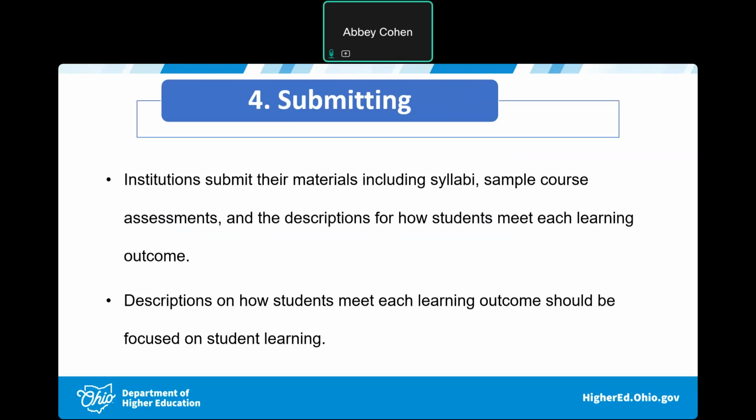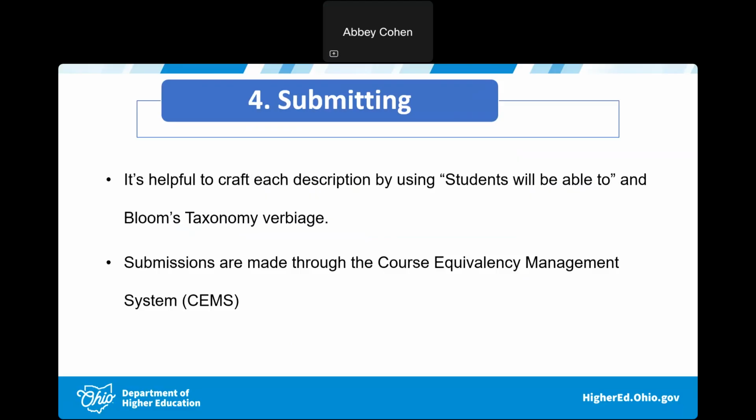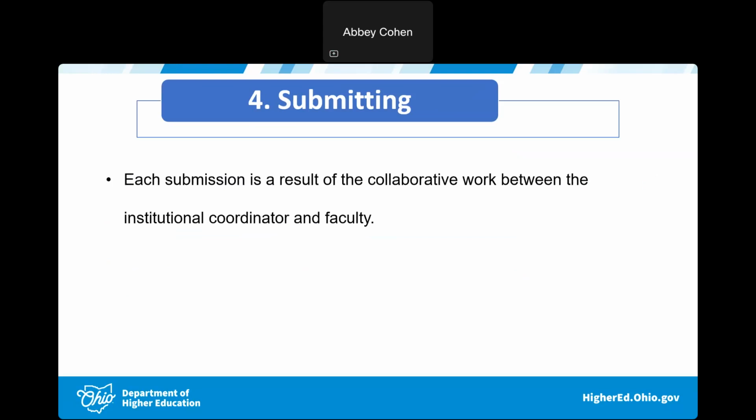Contact the appropriate coordinator at the institution so that they can work with the Ohio Department of Higher Education to obtain examples. Useful strategies for crafting learning outcome descriptions include a use of Bloom's taxonomy and students will be able to verbiage. All of the above materials will be used to complete a submission form in the Course Equivalency Management System, or CEMS, an electronic tool used by the Ohio Department of Higher Education. Each submission is a result of the collaborative work between the institutional coordinator and faculty.